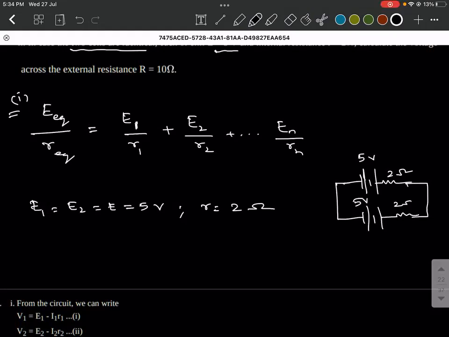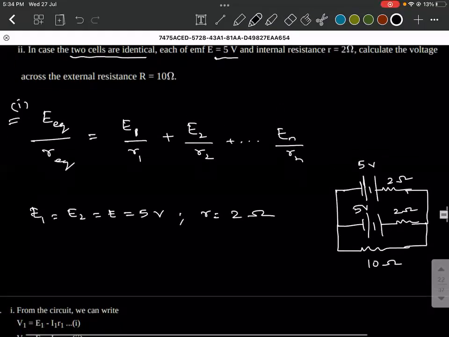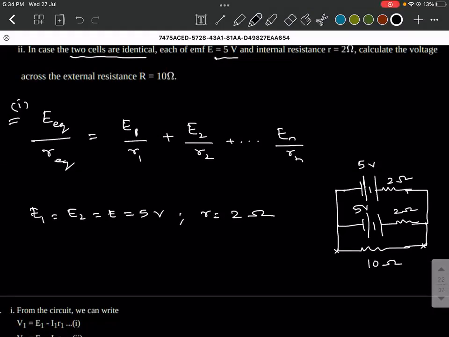This is 5 volt and 2 ohm. How much is this value? 10 ohm. So they're asking you to find the potential drop across the external resistance of 10 ohm. That's it, no? That is your job. Try to do it. For that, first draw the equivalent cell for it. Ram, can you come? Can you find the equivalent value for this?